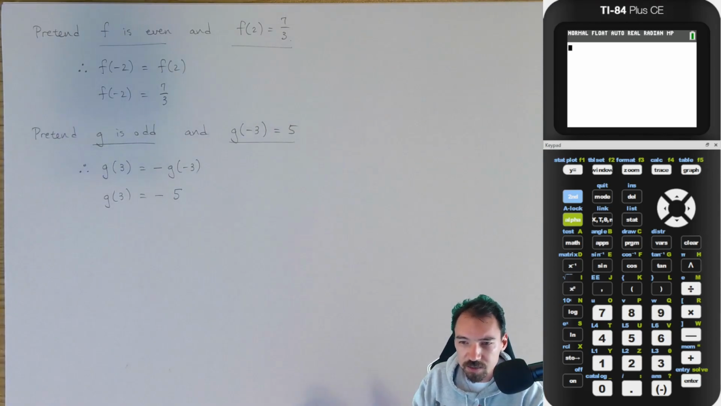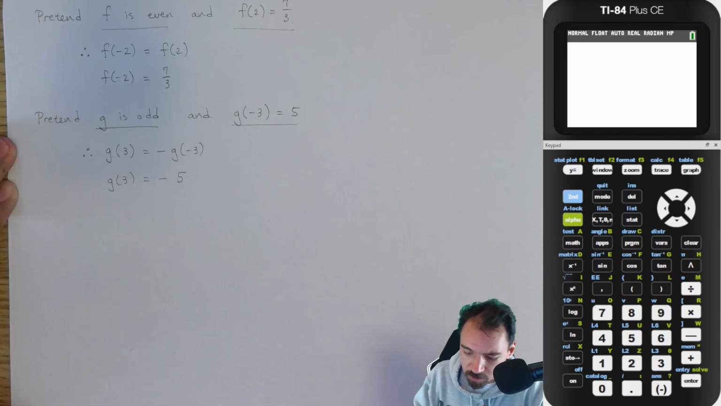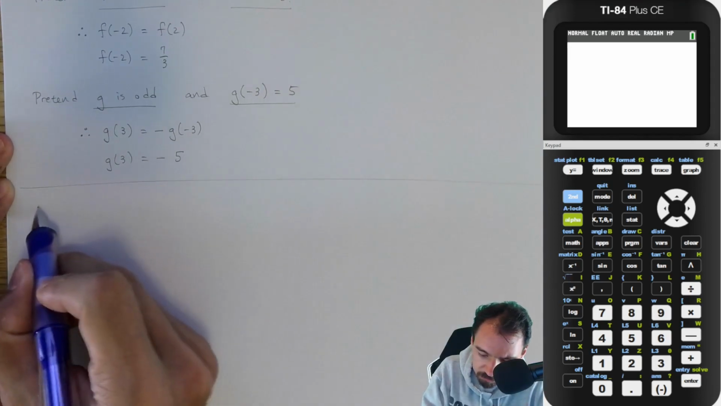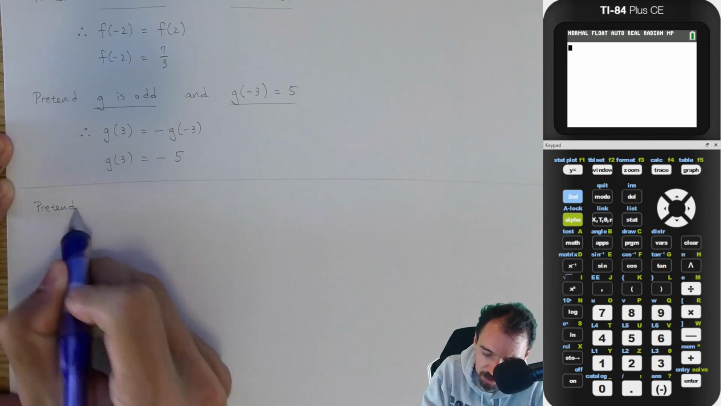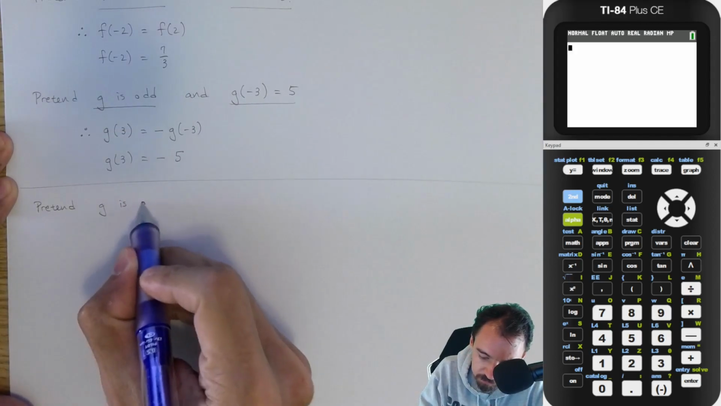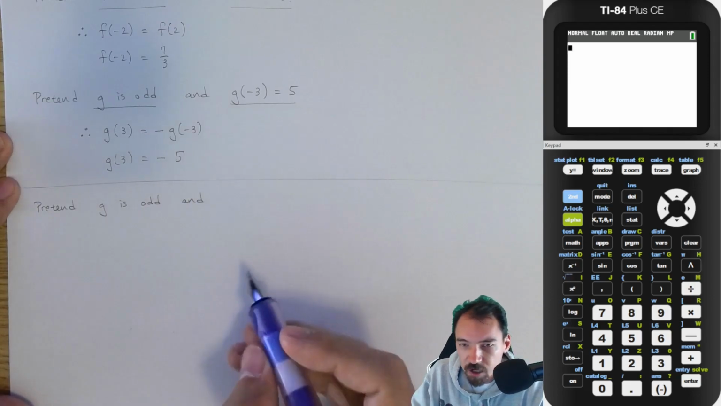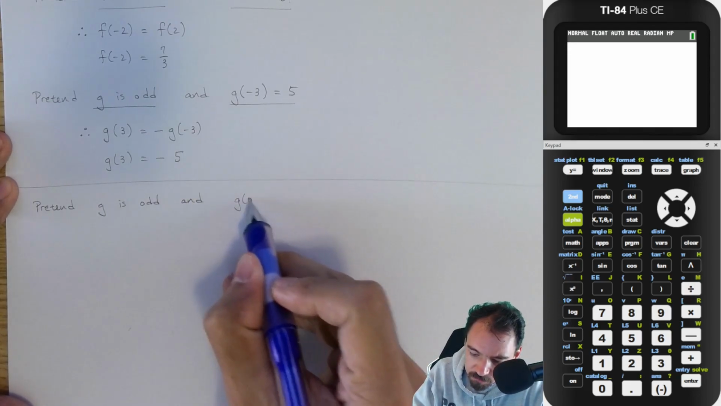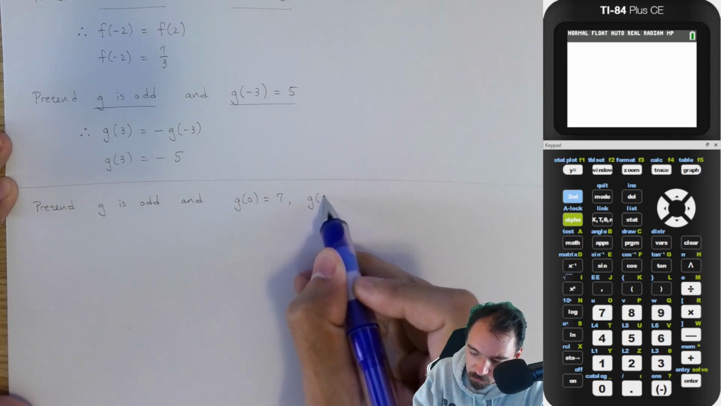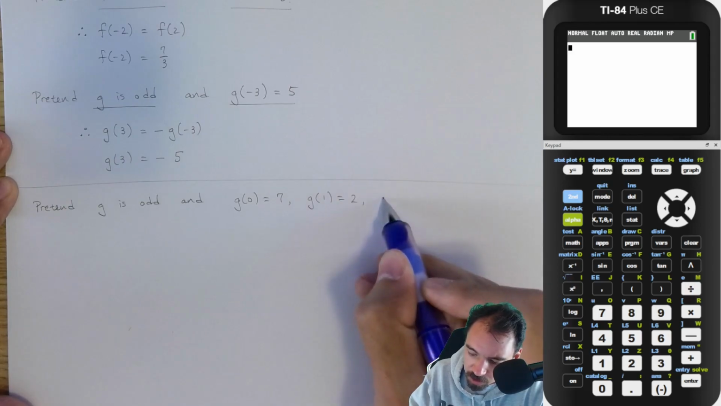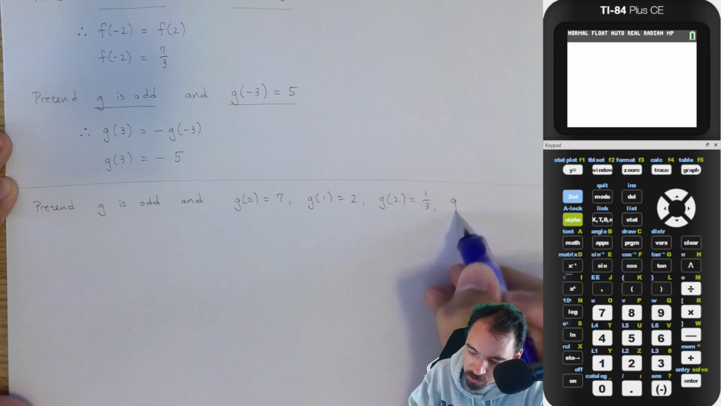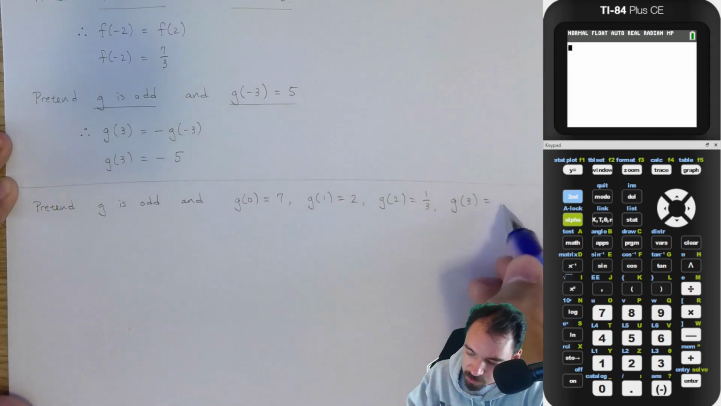So at this stage, I'm not going to try to get too complicated because this is a precalculus talk. But let's pretend. We're going to stick with the same g is odd. Pretend g is odd, and we have the following. g of 0 is equal to 7. g of 1 is equal to 2. g of 2 is equal to, I don't know, we'll just say 1/3. And g of 3 is equal to, we already know, negative 5.